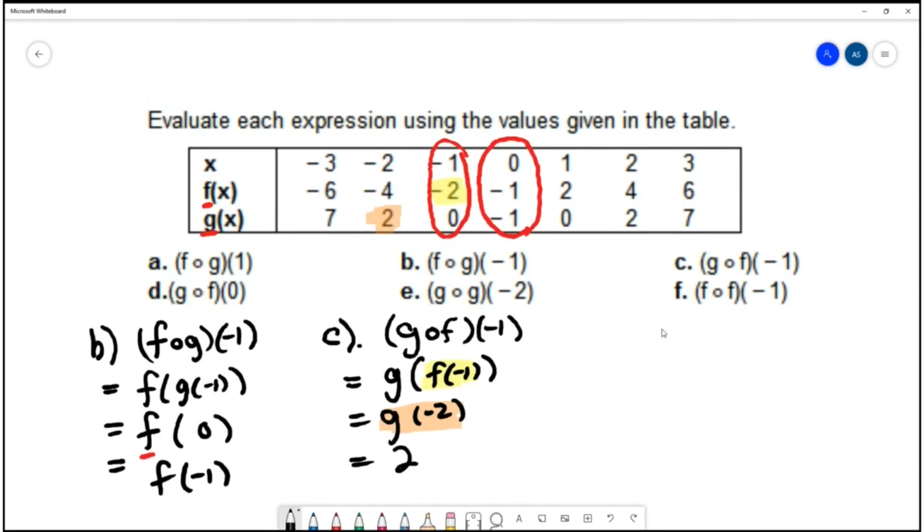Okay, I'm just taking a look at what I wrote down on this previous example here, and I think I need to correct that. f of 0 is negative 1.